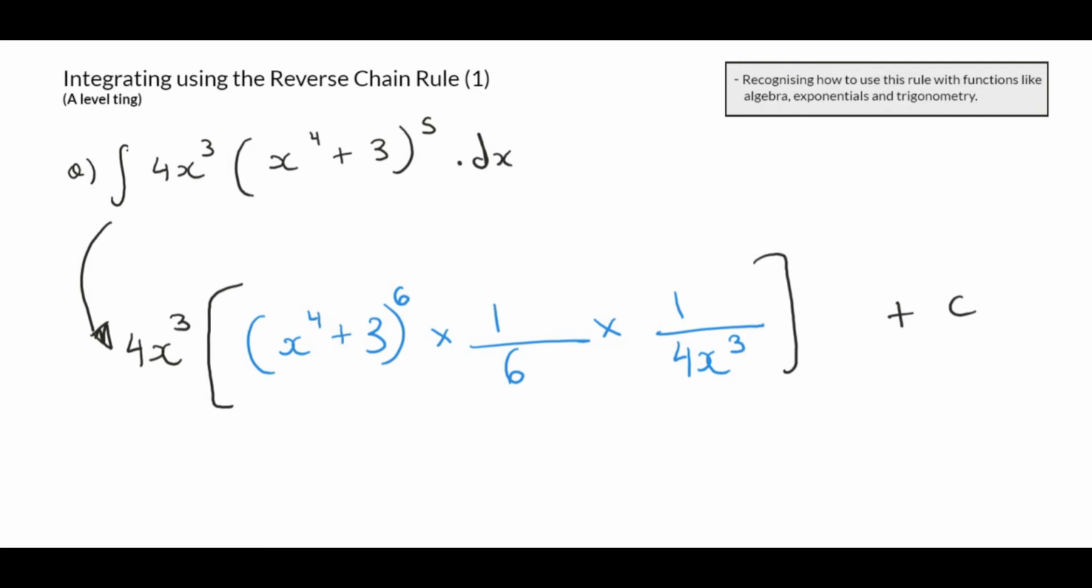Let's see what happens here. As you can clearly see, this x cubed and this x cubed will cancel out, yeah? That was the main point of this question. The main aim here was to make sure these x cubeds cancelled out. Really important for you to understand that. Now, luckily, as I said, the 4s also cancel out. That didn't have to happen. The main thing that had to happen was the x cubeds cancelling out. Luckily, the 4s cancelled out too, which makes life a bit simpler. Now, all I need to do is rewrite this. So you've got 1 over 6, and then you've got x to the power of 4 plus 3, to the power of 6.